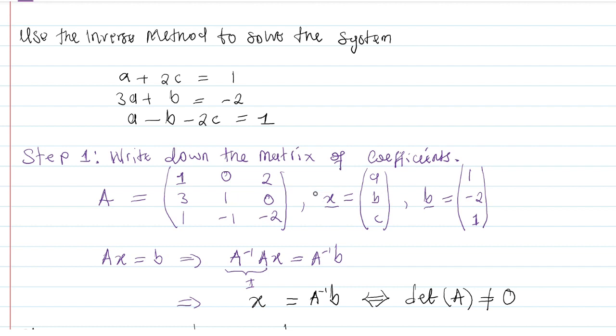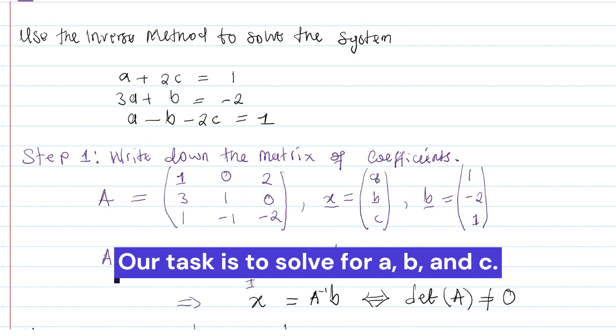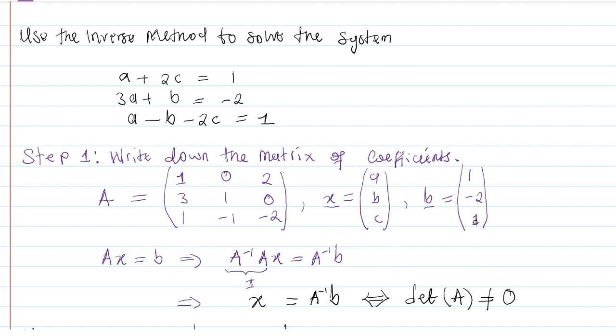Now we are looking at vector X, which contains A, B, and C. And the vector B is the solutions of these equations, which is 1, -2, and 1. Now, for us to use the inverse method, this system of linear equations, I can call it star, can be written as AX is equal to B.